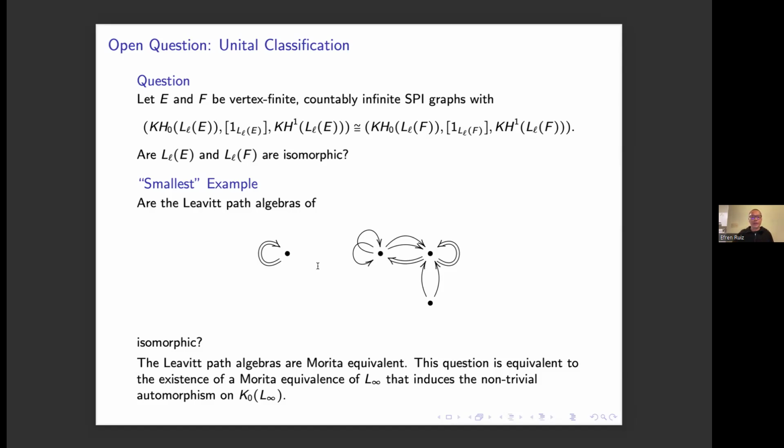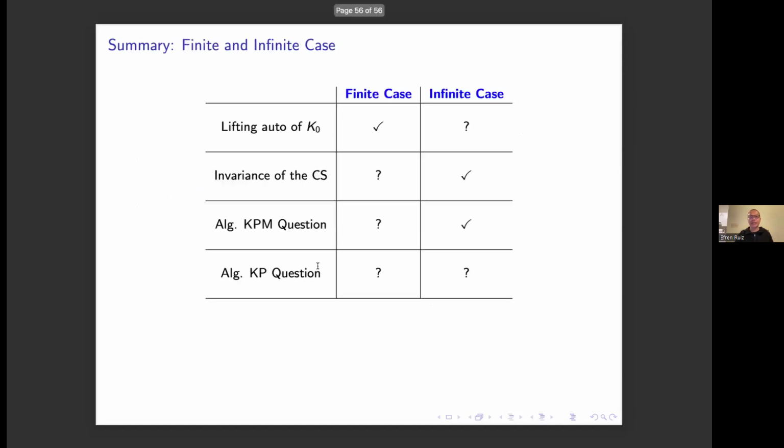So I'm almost done with my last slide. I just want to summarize basically what we know and what we don't know in both the finite and the infinite case. So the finite, we can lift any automorphism of the K0 group. This is really a result of Wang, and then everything else we don't know. Invariance of the Cuntz-Splice and these algebraic Kirchberg-Phillips questions.